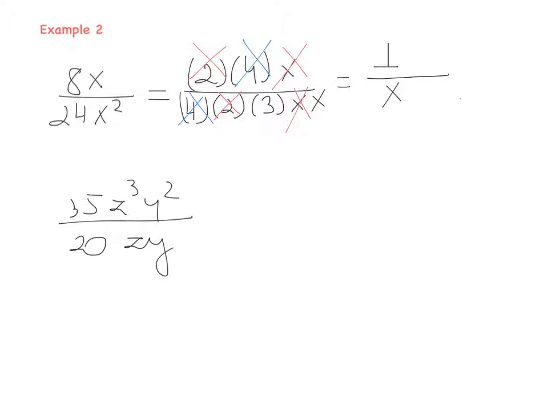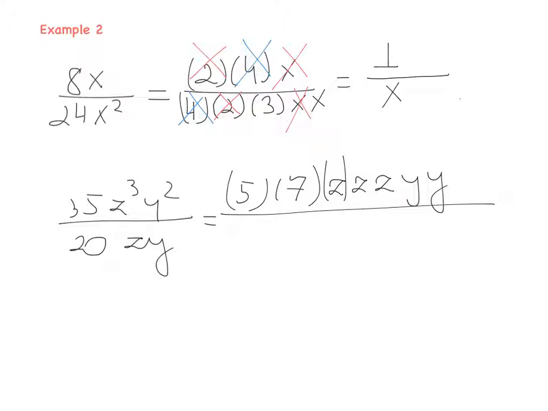Let's try the next one. So the same. Break down 35: 5 multiplied by 7. And then x to the power of 3, z to the power of 3, we have z, z, and z. And y squared, y multiplied by y, and you can put brackets in here or you can leave it as it is. We know it's multiplication. And then 20, 5 by 4, z and y. Okay, so now what can we cancel out?